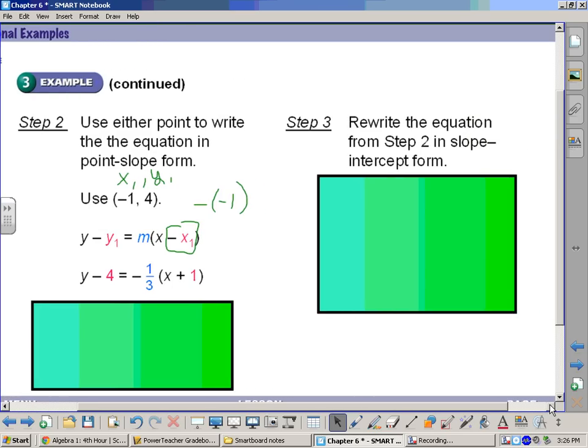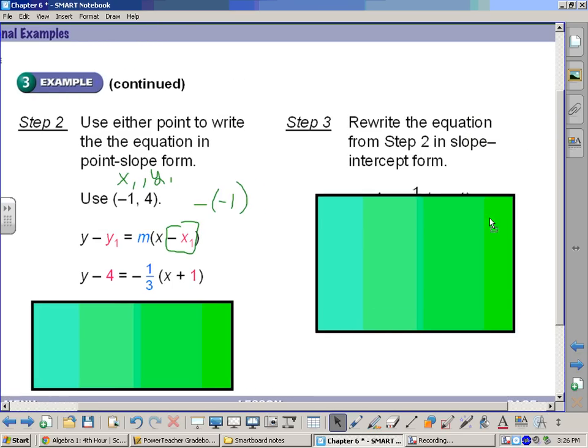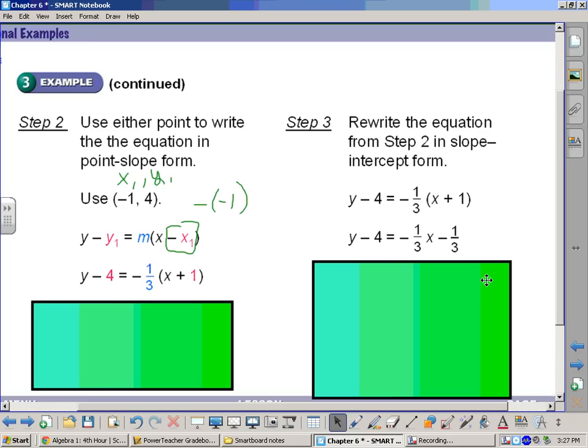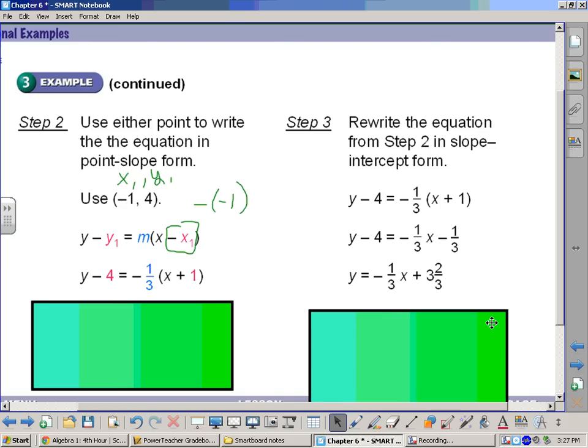So by taking that equation, we can simplify that by distributing the 1/3 and adding the 4 over. So plus 4 to both sides. And we get the equation y equals negative 1/3 x plus 3 2/3.